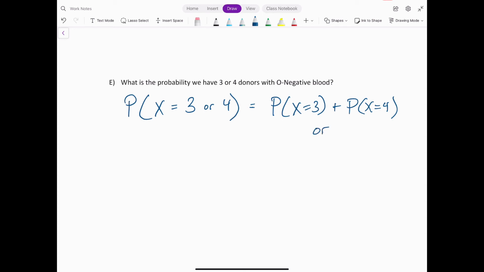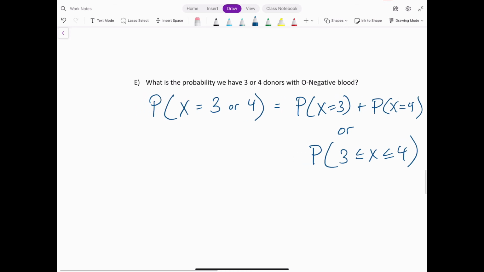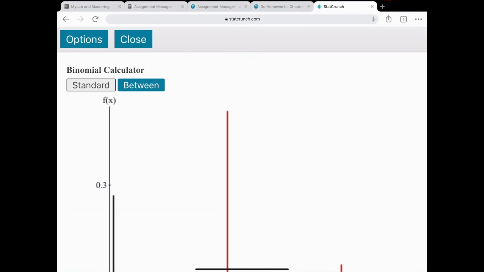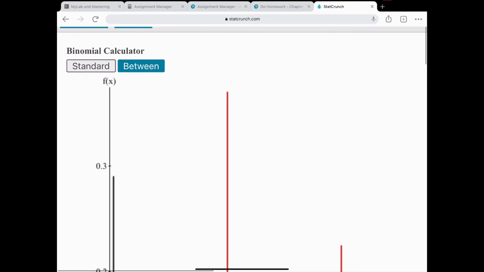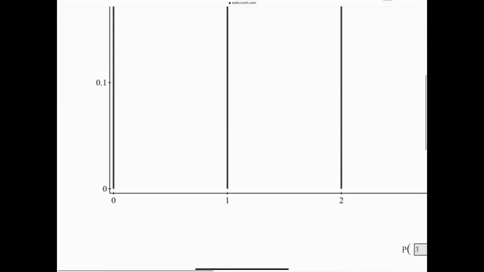Or we can use the between option. We can say this is the probability that 3 is less than or equal to our number of successes is less than or equal to 4. This will give us the exact same answer. I'm going to use the bottom option. I'm going to show you just how that between looks, similar to what we've seen with normal probabilities. I'm going to go to the between option.